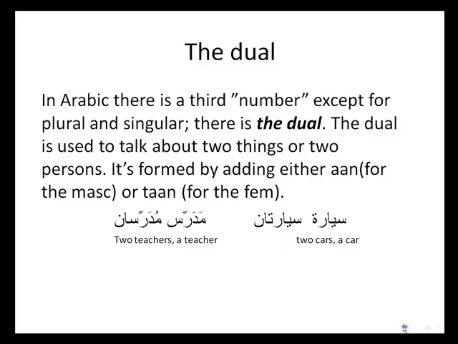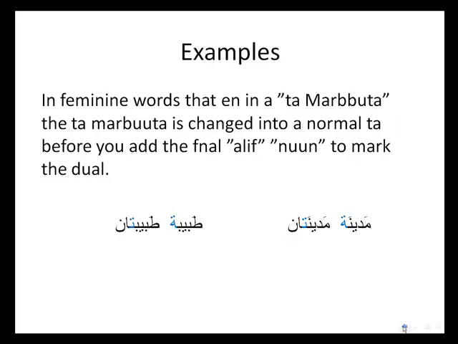For nouns, the dual is formed by adding alif nun at the end of a word. If the word is feminine and carrying a ta marbuta, the ta marbuta is changed into a normal t, and the feminine ending for the dual becomes tan. So سيارة is one car, سيارتان two cars, مدرس one teacher, مدرسان two teachers. So the an or tan ending shows that we're talking about two things. As we can see here, the ta marbuta is changed. Medina, medinatan. Tabiba, tabibatan.